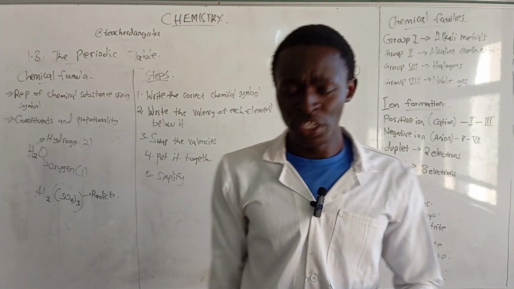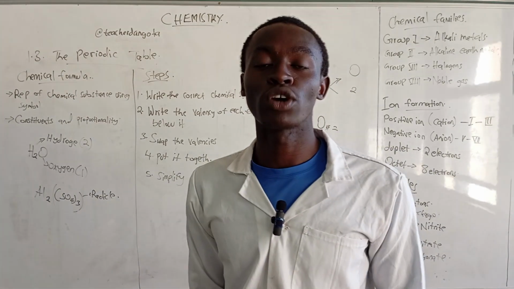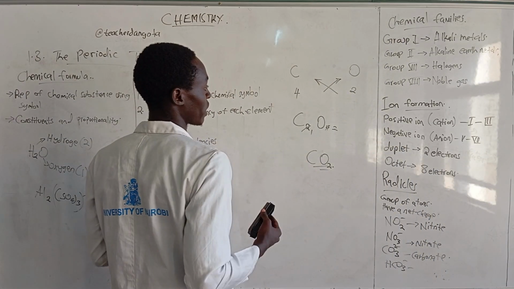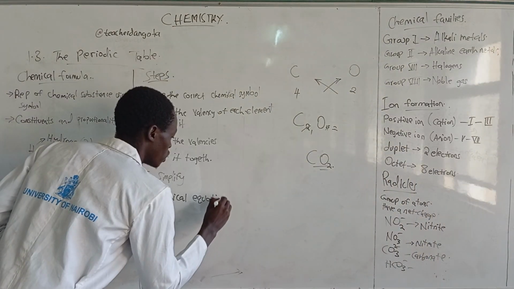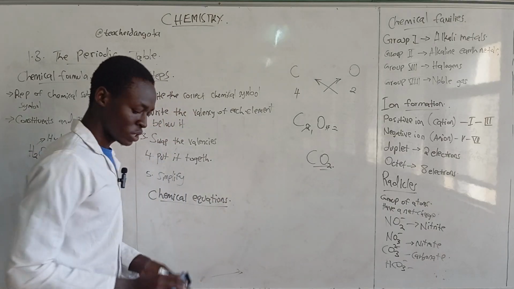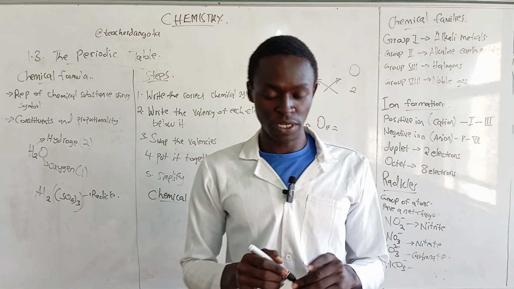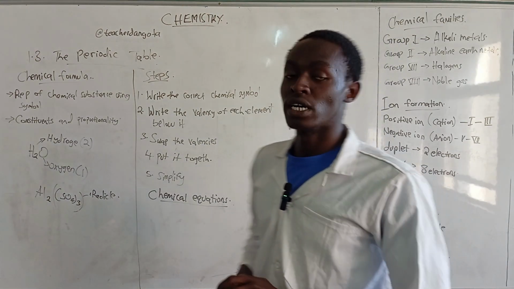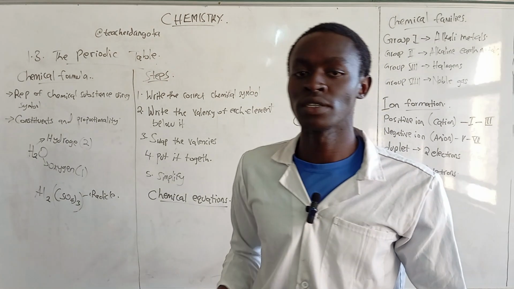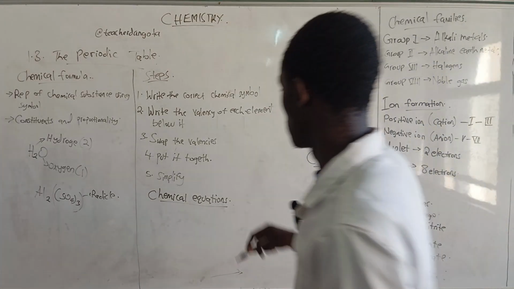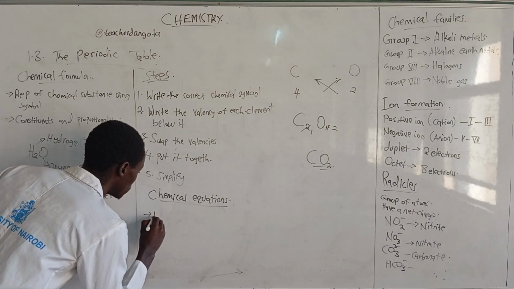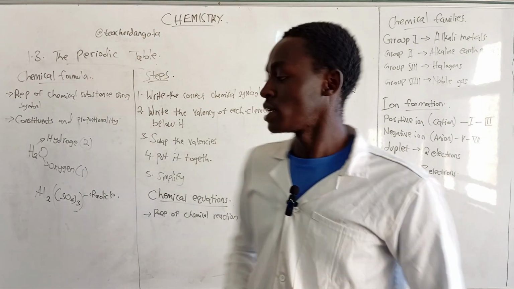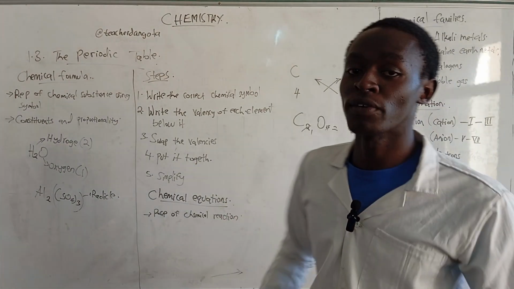And now, in this next part, I want us to write on the chemical equations. I'm going to introduce you to the chemical equations. What is a chemical equation? A chemical equation is simply the symbolic representation of a chemical reaction, a representation of a chemical reaction in the form of chemical symbols.